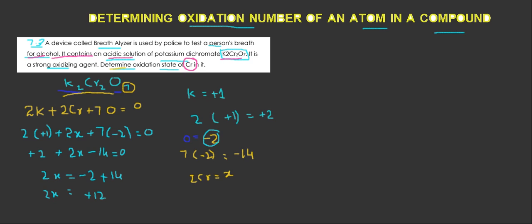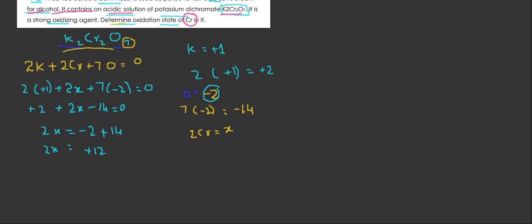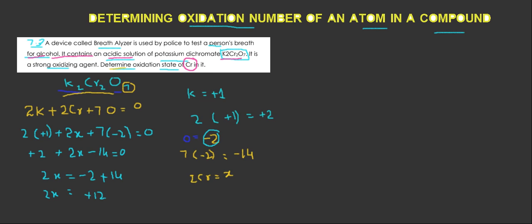Now as you know that this 2 is in the form of multiplication, so once it moves to the other side, it would be divided by 12. So x is equal to 12 divided by 2, which will give you +6.